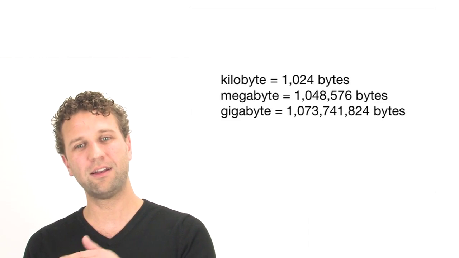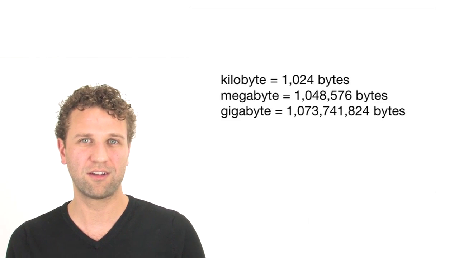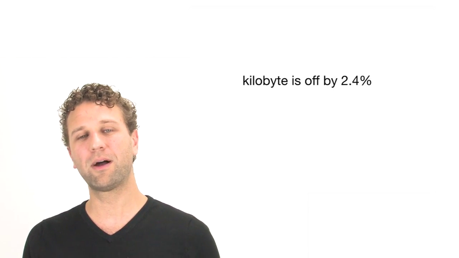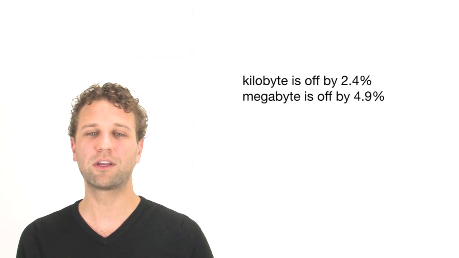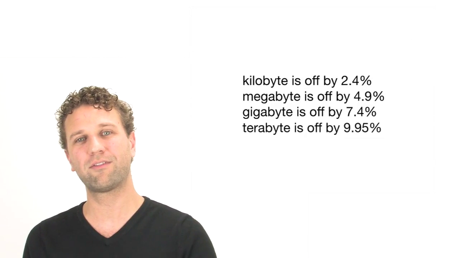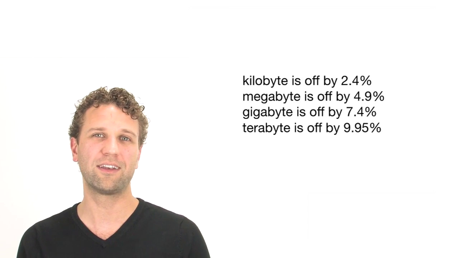So for a kilobyte, the difference is 2.4%. For a megabyte, it's 4.9%. For a gigabyte, it's 7.4%. And then we get up to a terabyte, it's 9.95%. It's just under 10%.